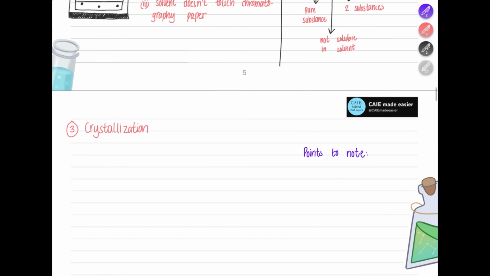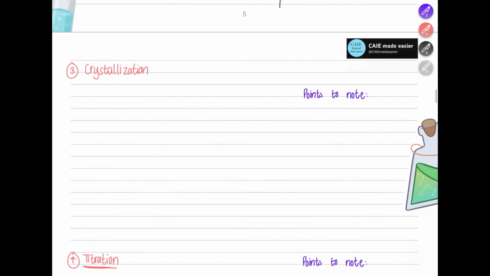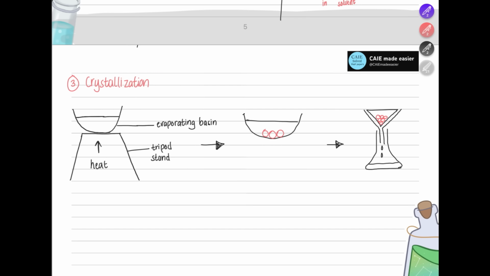Now we can move on to another process called crystallization. So we use crystallization when we want to obtain the solute from the solvent. For example, if you have a salt solution, if you want to obtain the salt from salt and water, how do we do it?